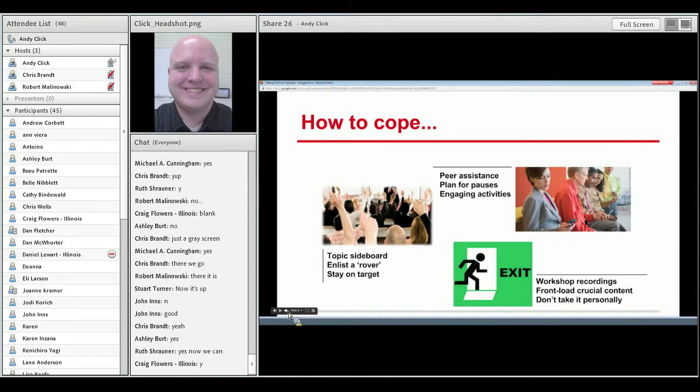They don't have to think about it anymore, and you'll be able to get to it when it's appropriate time. Get yourself a rover, someone to help walk through the classroom at the time that you're teaching to help with technical problems so that you can focus on topical issues and things of that nature. And stay on target as much as possible.